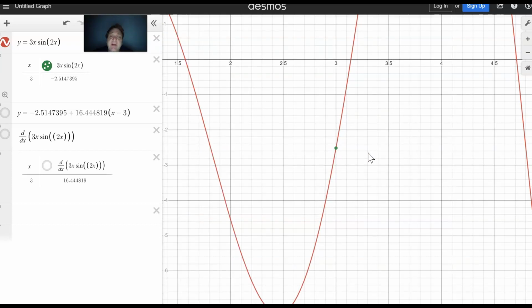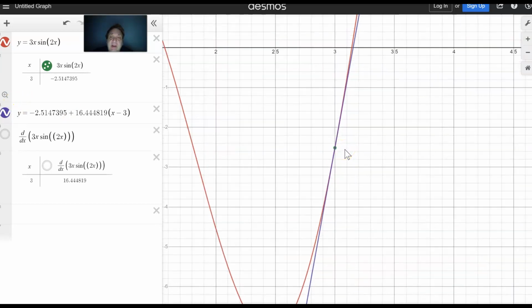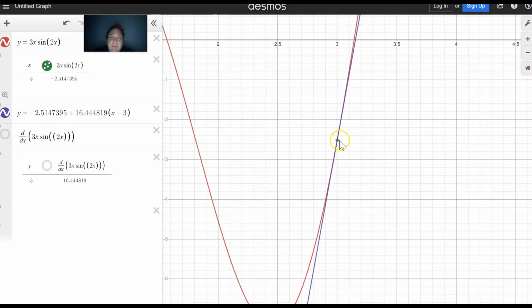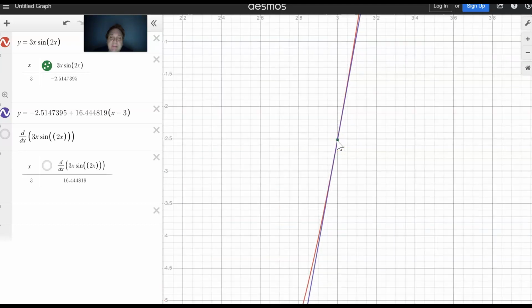Well, what kind of straight line are we going to use? What equation are we going to use? We're going to use the tangent line equation. So here's the tangent line equation, and you can see that right around 3, the tangent line equation is pretty much identical to the function. It's very difficult to see any difference.